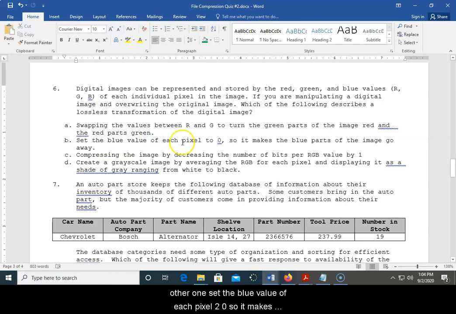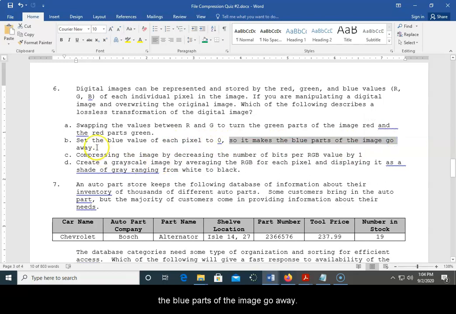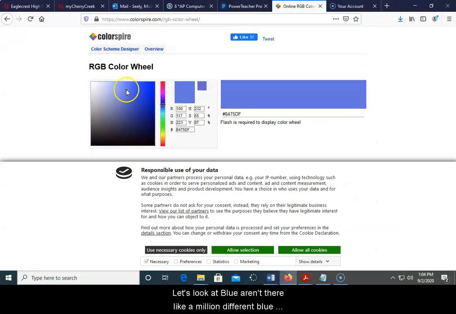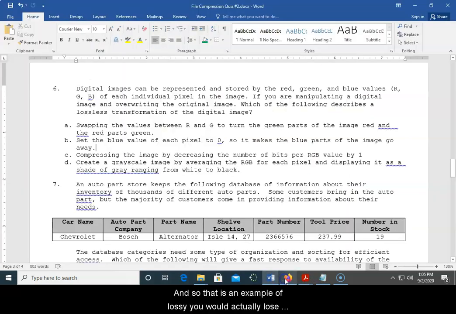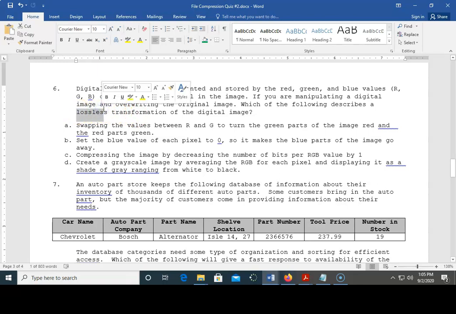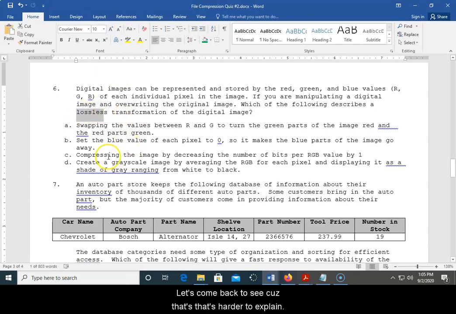B, set the blue value of each pixel to 0 so it makes the blue parts of the image go away. Let's look at blue. Aren't there like a million different blue values in here? If you set one to 0, do you know what the original one was? And so that is an example of lossy. You would actually lose your data. So that's not lossless. Let's come back to C because that's harder to explain.